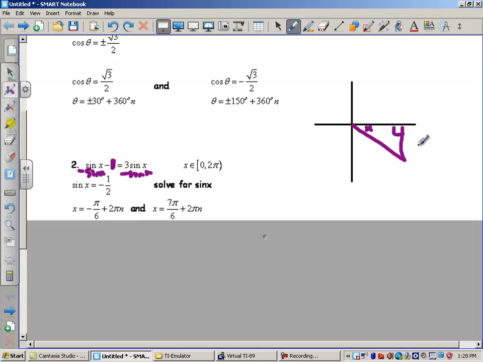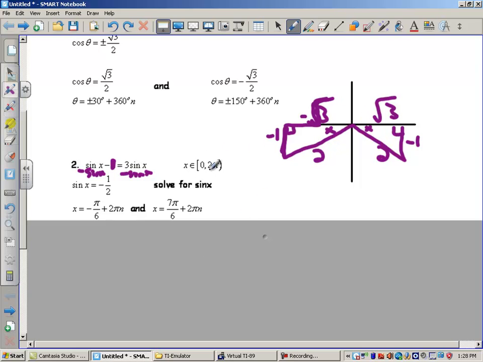Put your x right here. Sine is opposite over hypotenuse, negative 1 over 2. This would be a square root of 3. This is again a 30-degree reference angle. So that's why this answer is negative pi over 6 plus 2 pi n. The other place where sine is negative is over here in quadrant 3. And you do the same thing there. It's opposite over hypotenuse. This would be negative square root of 3. That's how we get the 7 pi over 6 solution.